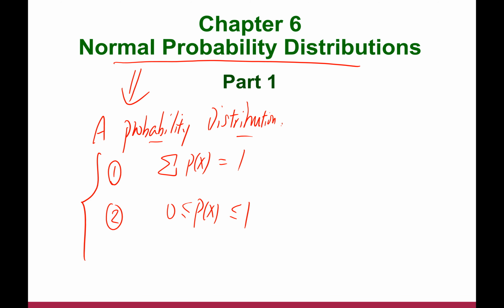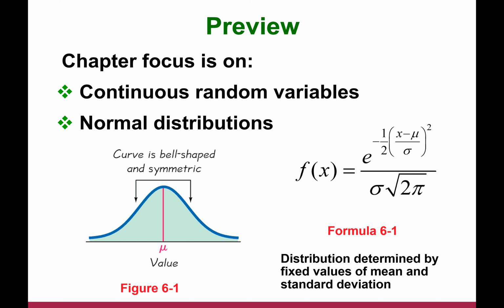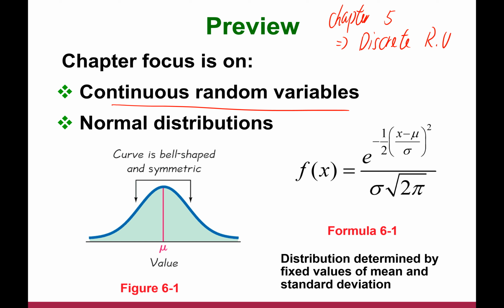And normal probability distribution is a special probability distribution. In this chapter, we'll focus on continuous random variables. In chapter 5, we focused on discrete random variables. So in chapter 6, we focus on continuous random variables. So normal probability distribution actually describes the characteristics of the continuous random variable.